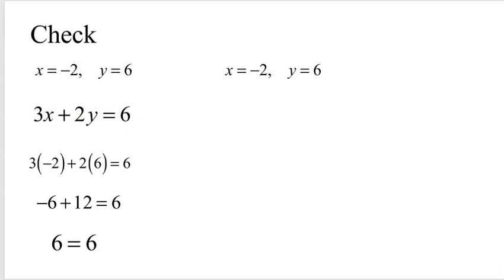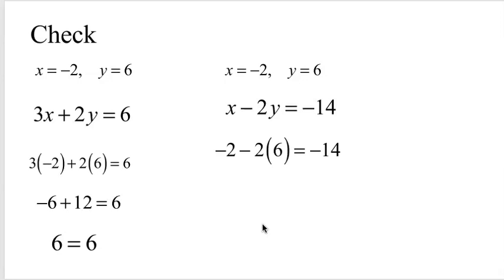The second line I have, based on the point -2, 6, is x minus 2y is -14. So we'll plug -2 in for x and 6 in for y and see what we get. We get -2 minus 2 times 6. Does that equal -14? So -2 plus -12, or minus 12. -2 plus -12 is indeed -14. So that point, -2, 6, was contained on both lines. Therefore, that point, -2, 6, is indeed a solution to the system of equations. And that will conclude this lesson.